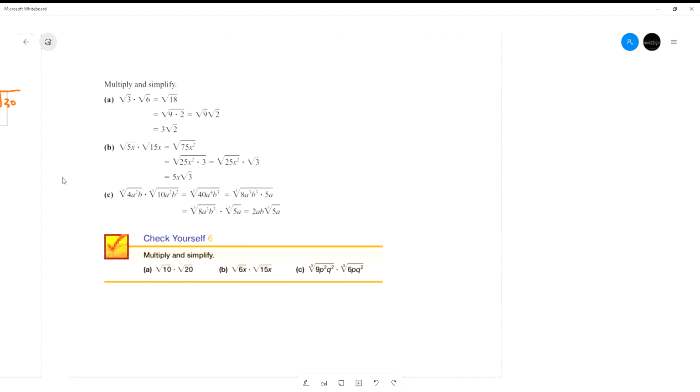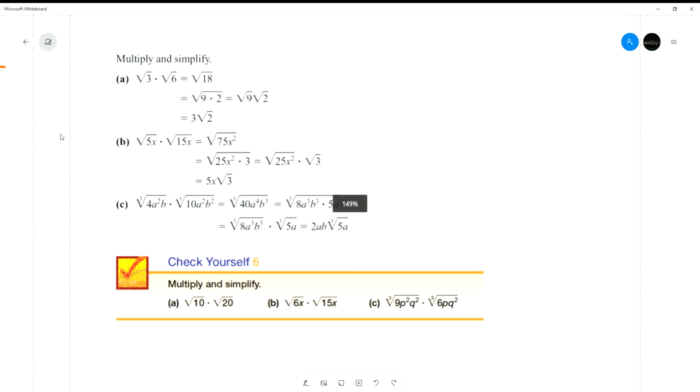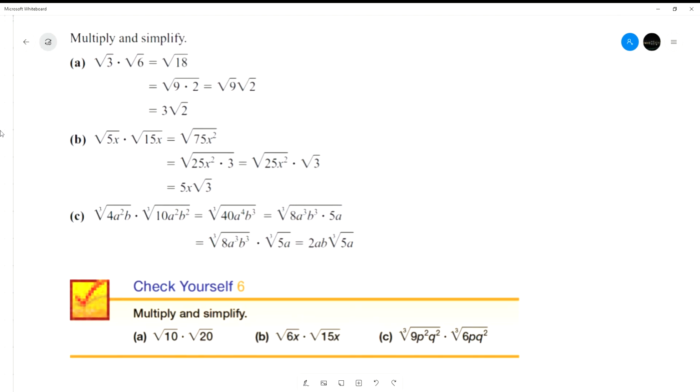Okay, let's practice examples where we have to actually simplify them. In the first example, we have radical 3 times radical 6 is equal to radical 18. 3 times 6 is 18. Radical 18 needs to be simplified by doing radical 9 times radical 2. And there you have your 3 root 2.